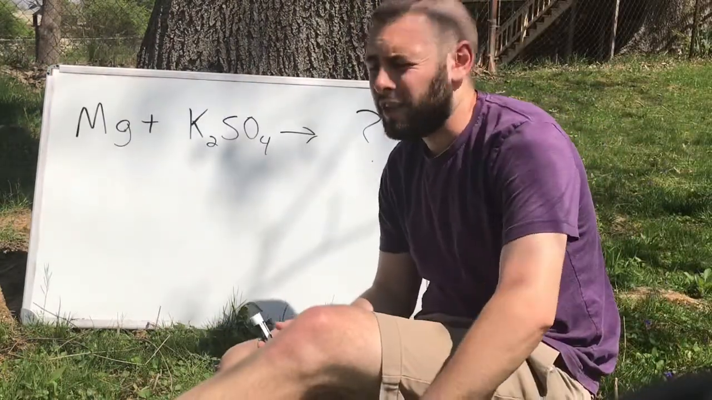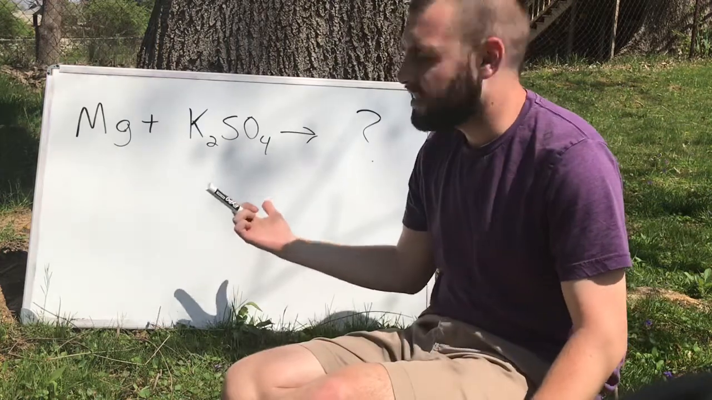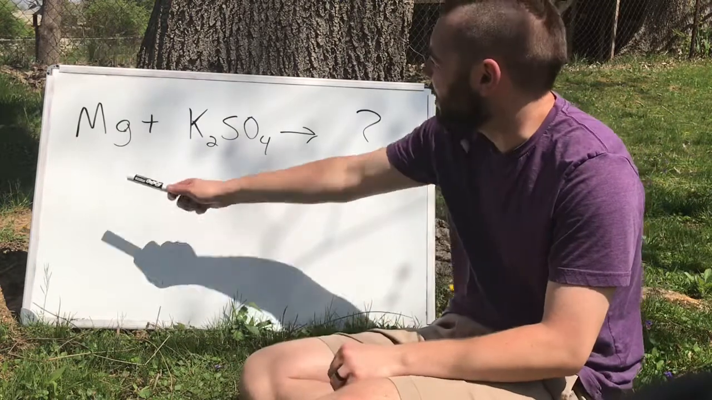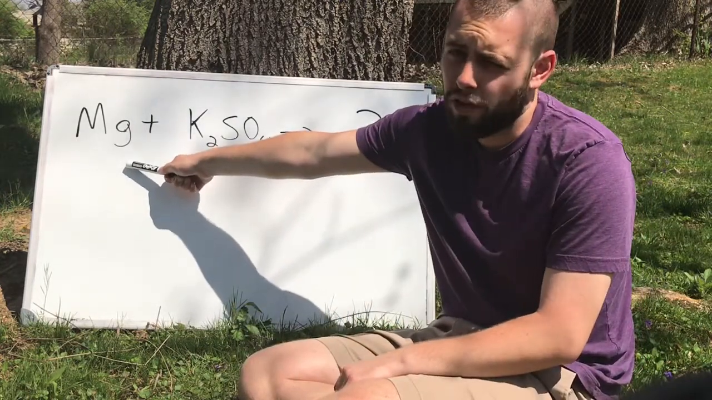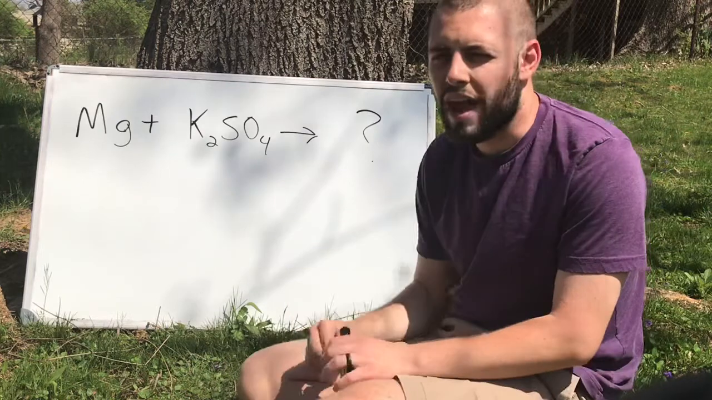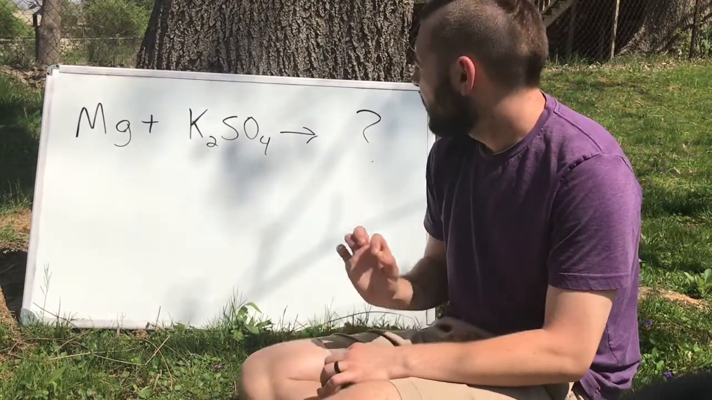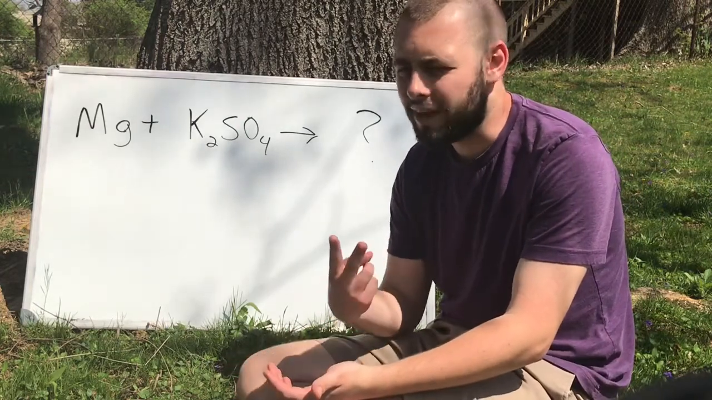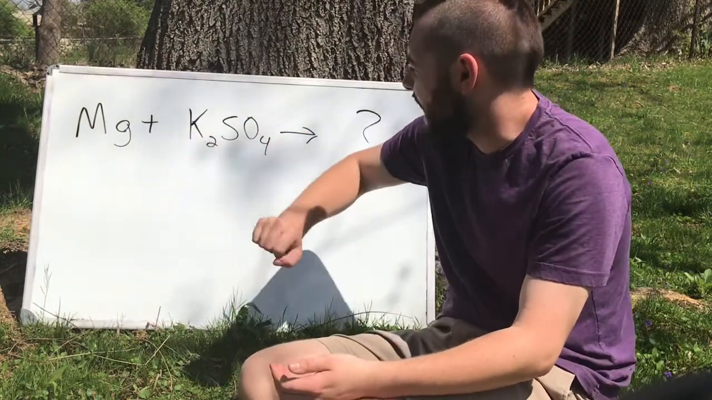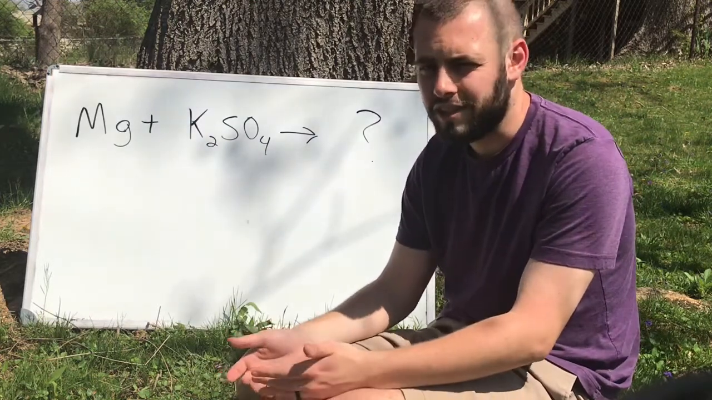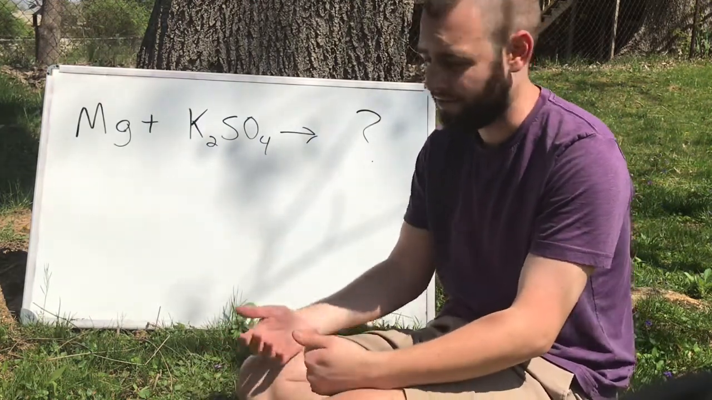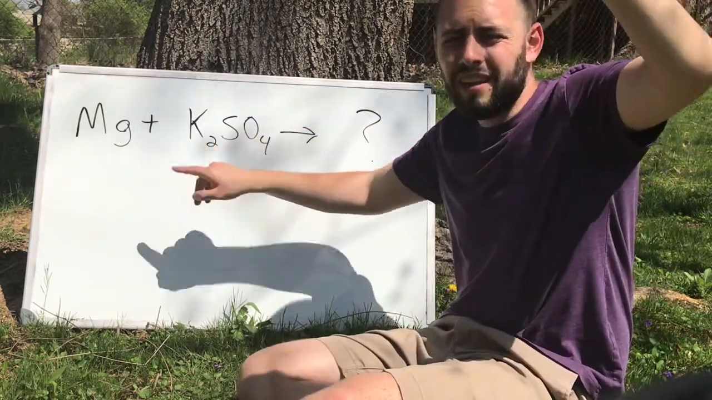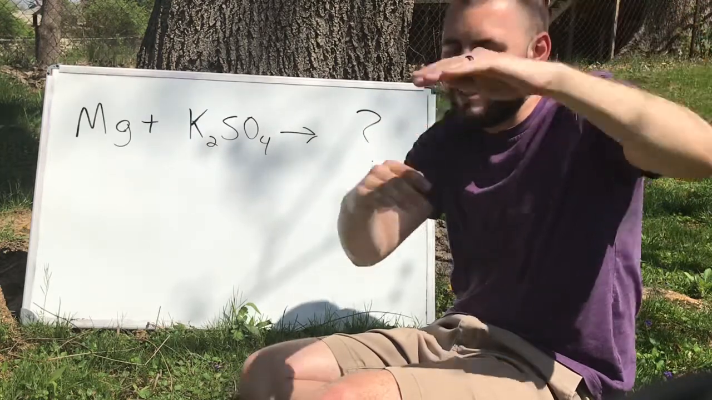Alright, my last reaction here. So, this is another single replacement reaction. How do I know it's single replacement? Magnesium is in its elemental form, and it's set up to react with a compound. Since we're doing single replacement, we need to think about that activity series. I've got 2 metals here, magnesium and potassium. I check to see which one is more reactive. This time, the potassium is more reactive than the magnesium.